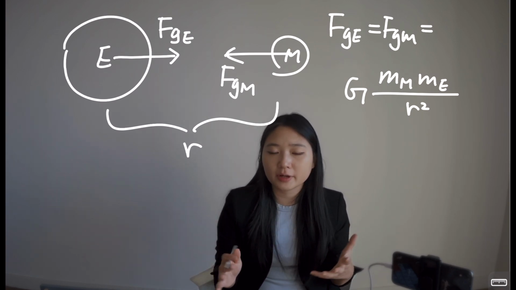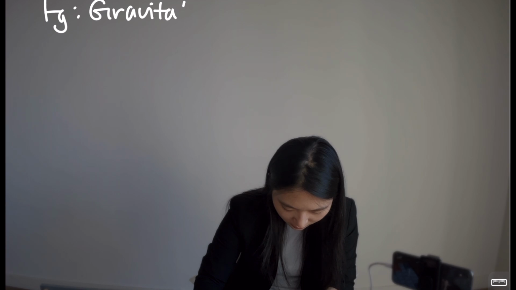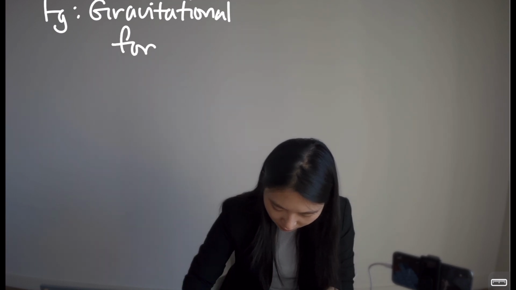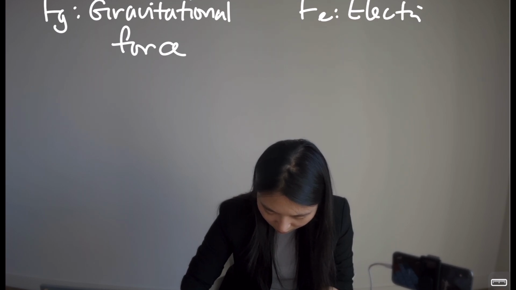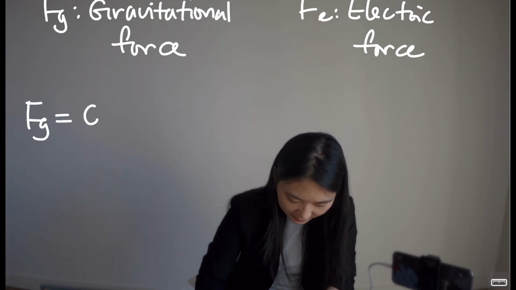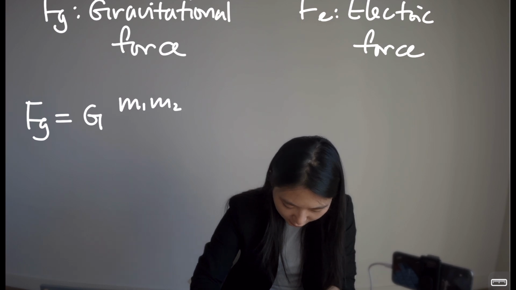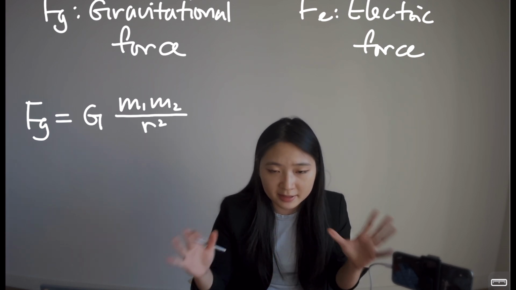Okay, then what is so important about this formula? Well, actually, this formula has exactly the same form as the electric force, even though we're not going to actually learn electric force in AP Physics 1. So for gravitational force Fg, it has the formula of a constant multiplied by the product of the mass of two objects divided by the distance separated by them squared.